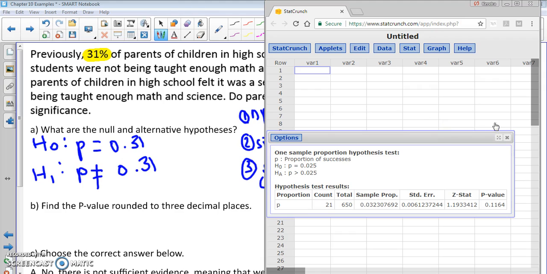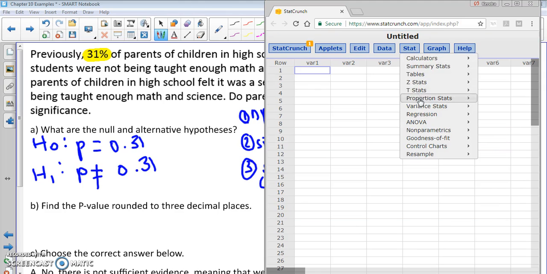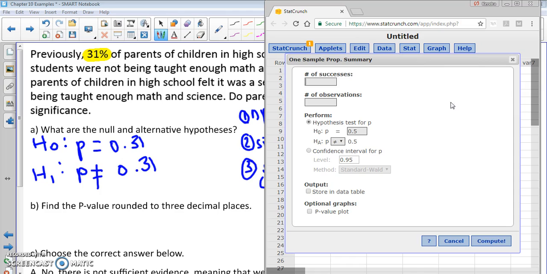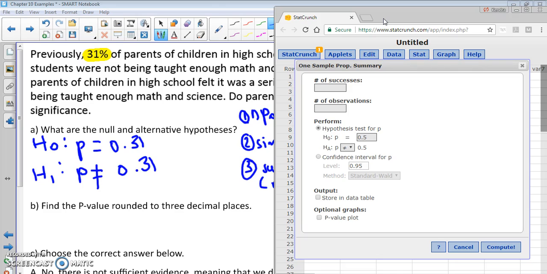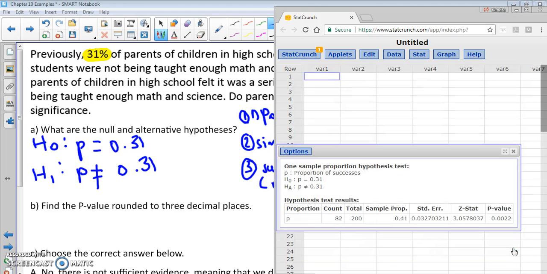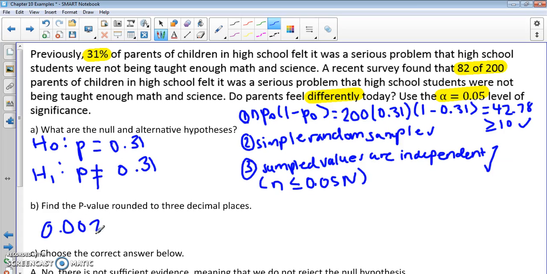So we're going to go to StatCrunch and go to Stat, Proportion Stats, One Sample, With Summary. We have 82 out of 200. Our null hypothesis is that p equals 0.31. Our alternative is p does not equal 0.31. And our p-value is 0.0022, and we want to round that to 3 decimal places, so 0.002.